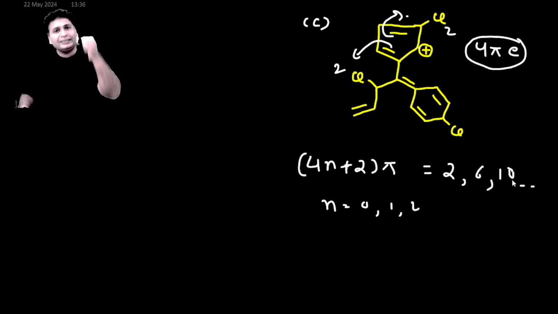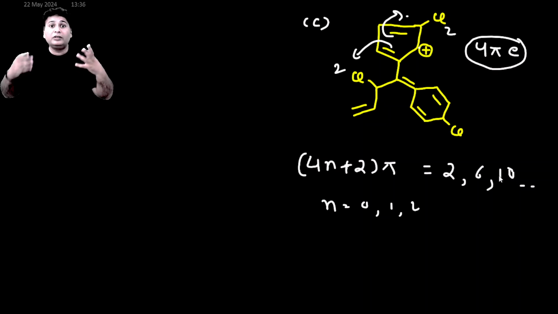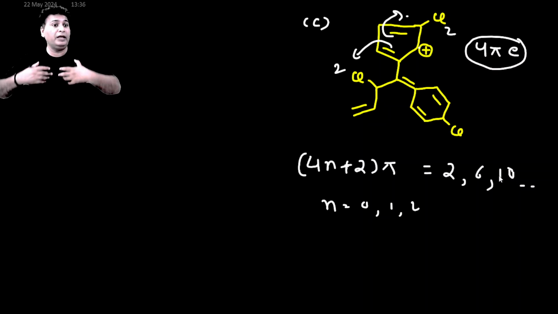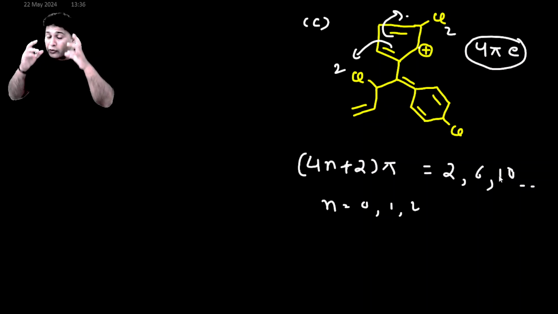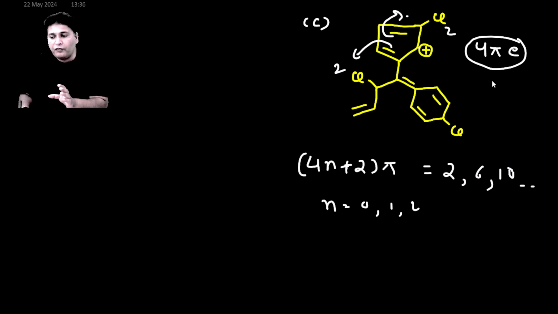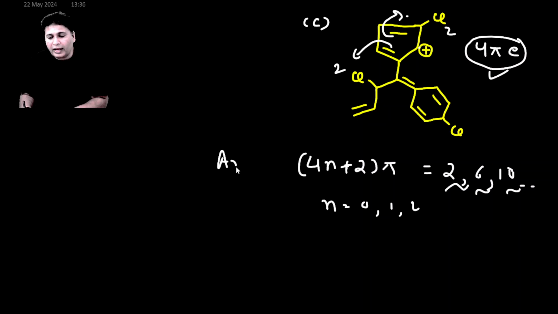If these are the figures, 2, 6, 10, 14, then what happens? Aromaticity arrives. The species becomes aromatic, and aromaticity is something which makes you more stable, much stabler than others. So aromaticity is because of 4n plus 2. Here you can understand 4 pi electrons is none of these figures 2, 6, 10. Basically it's an anti-aromatic compound.